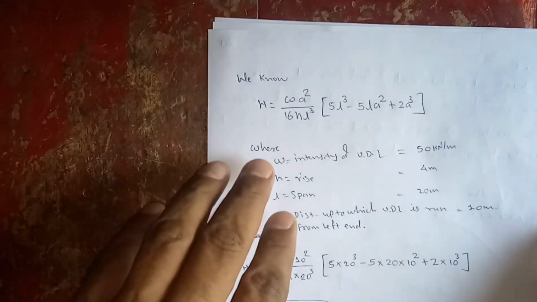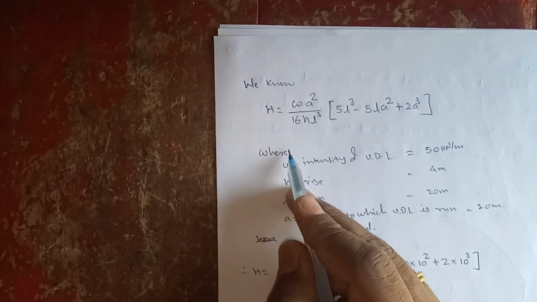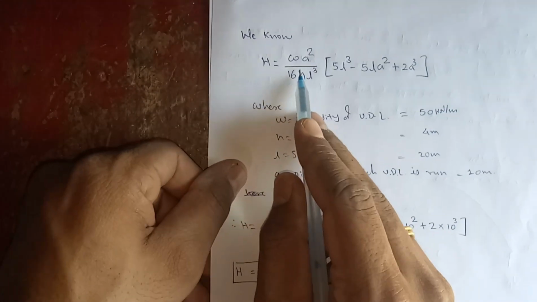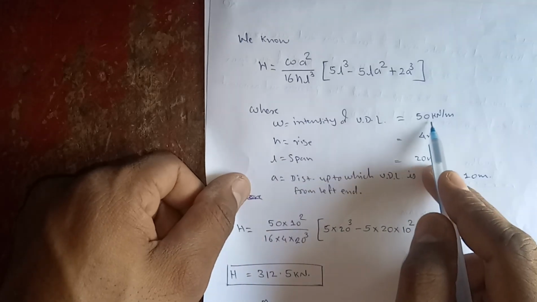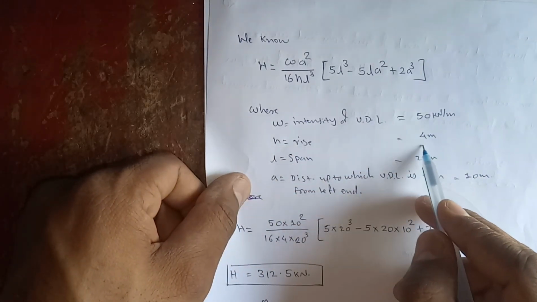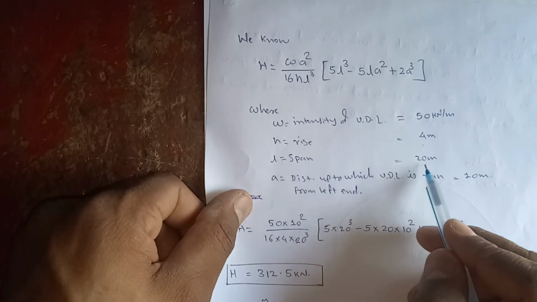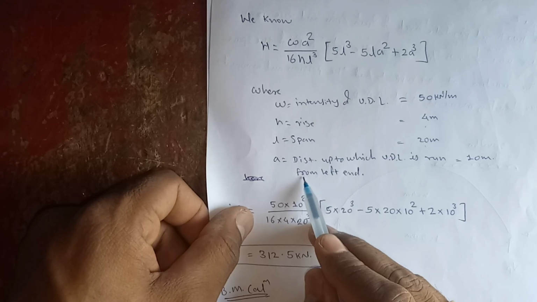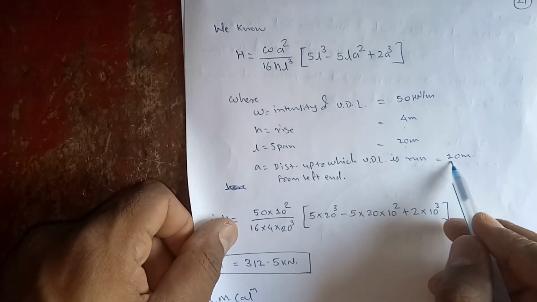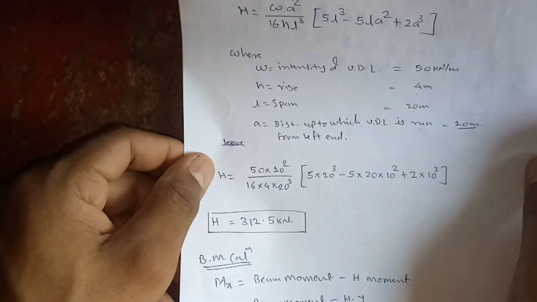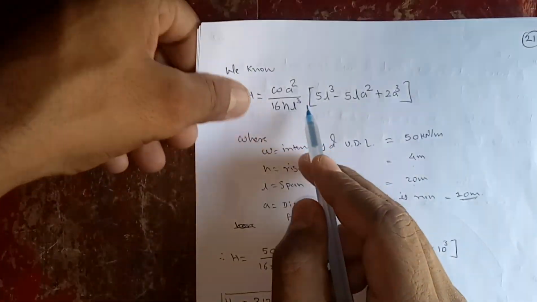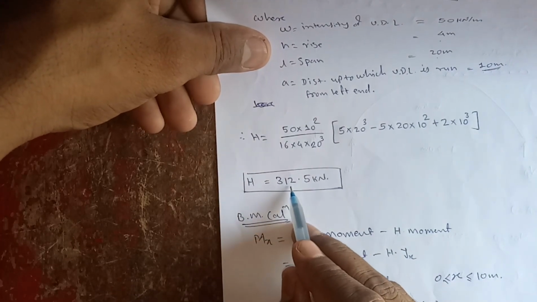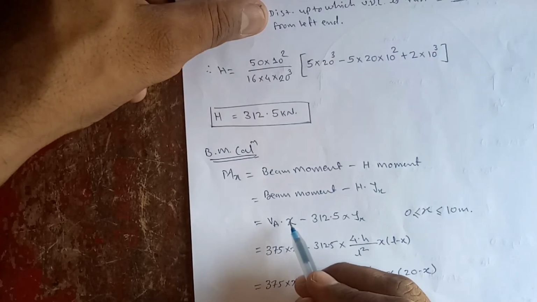Next we'll use this equation of horizontal thrust due to UDL, in which W indicates the intensity of the UDL. Here it is 50 kilonewton per meter. h is the rise, 4 meter, span L is equal to 20 meter, and a, the distance up to which the UDL runs from the left support, is equal to 10 meter. If you substitute these values in this equation, we can easily calculate the value of H as 312.5 kilonewton. Now bending moment calculation.